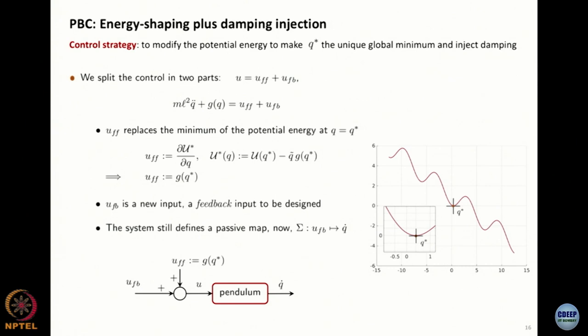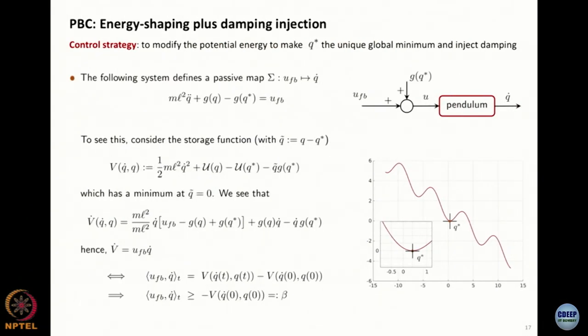I still have several minima, right? But my system is still passive. All I did was basically add this offset and this line here. And now my system will still be passive from a new input that I'm going to call UFB, for U feedback. So there is a feed forward and there is a feedback. So the feed forward is just shifting the minimum of the potential energy, the gravitational vector, evaluated at Q star.